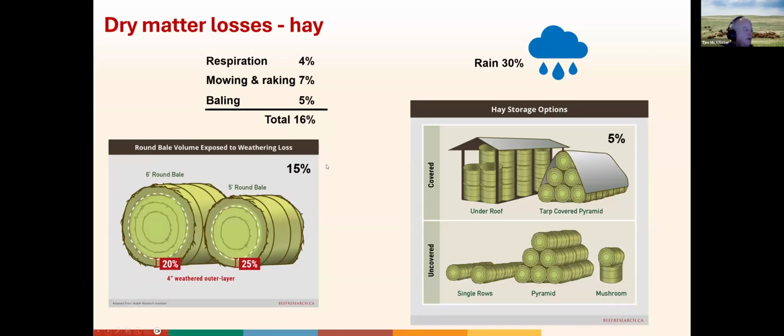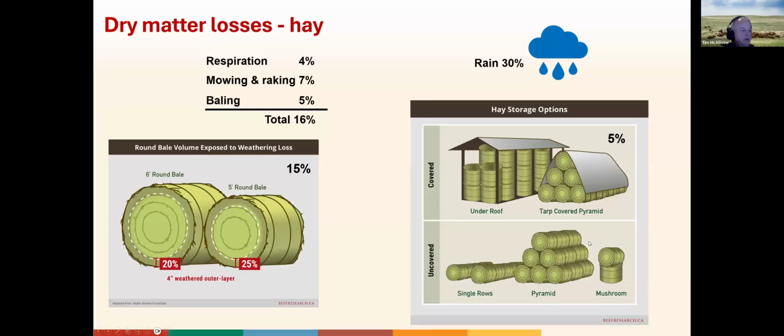And then during storage, you might lose another 15% total with a much higher loss out of the layers on the outer part of the bales. That's going to differ a bit too, depending upon obviously how long those bales are stored for and what the climate's like where the bales are stored as well. So you can do other storage options that'll reduce that dramatically, whether you cover them with tarps or put them under covers under a roof.